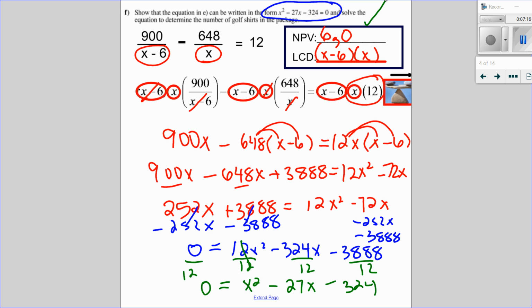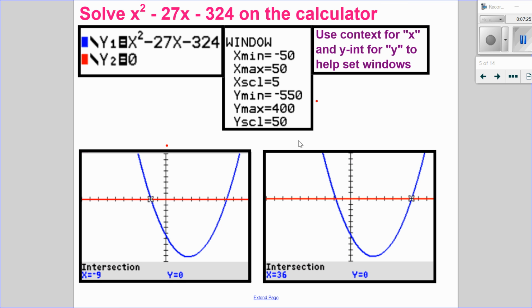So because I have a quadratic, I can use quadratic formula, or I can just put it into my calculator. I'm just going to put it into my calculator and find my x-intercepts. So I put it into my calculator. I had to adjust my window a little bit to help me out. Okay, and I see that I have two x-intercepts. So I have negative 9 and 36.